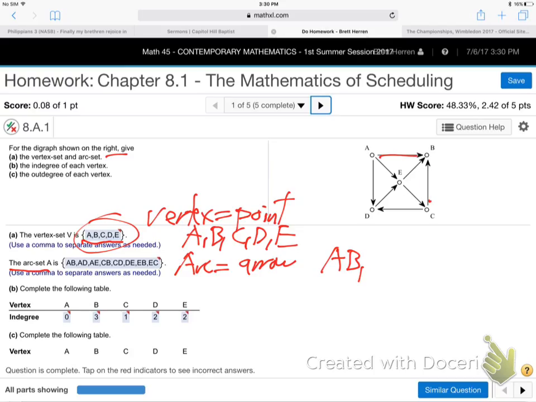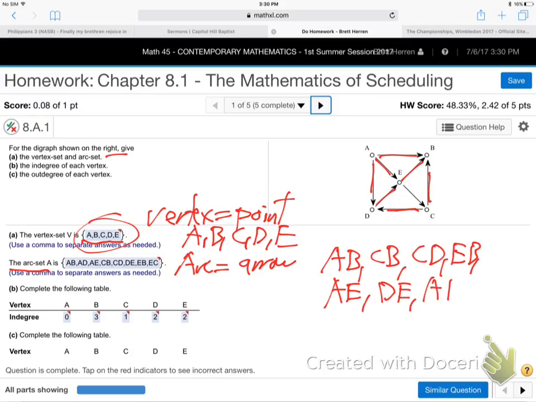You can do these in any order. How about arrow CB? How about arrow CD? I'm just going to shade them in as I go. See, I'm just shading them on the diagram as I go. EB. AE. What's this one? DE. And AD. Oh, and one more. EC. There we go. I listed them in any order, doesn't matter. That's all the arrows. That makes sense so far? Getting used to the lingo, the language used in this chapter.